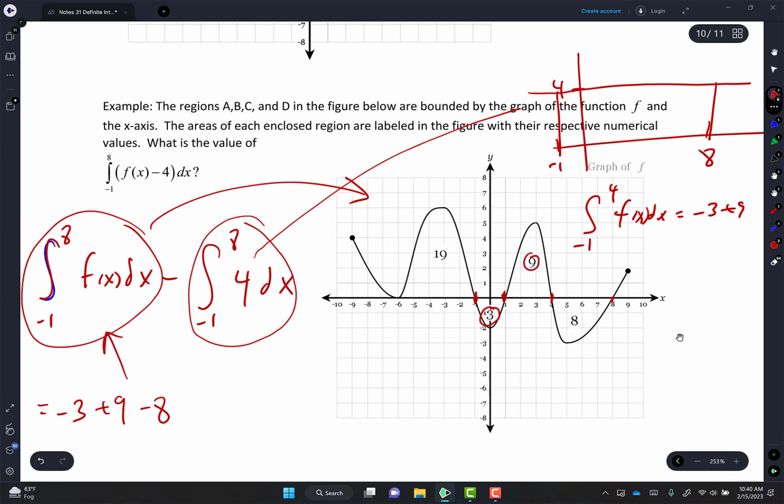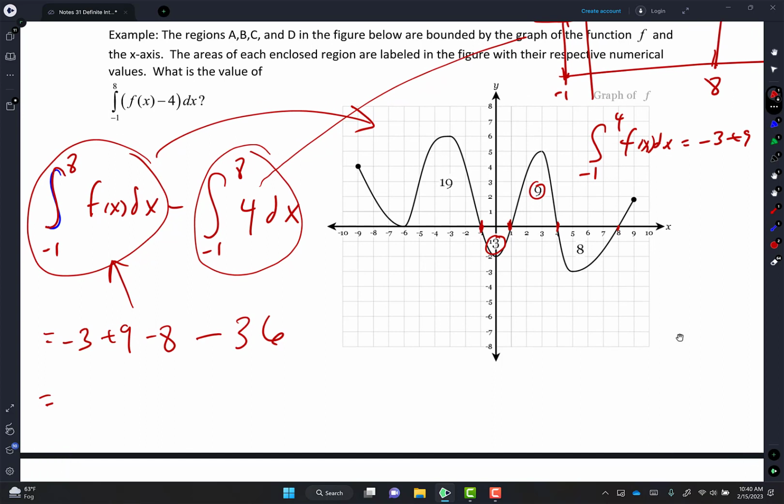Still okay, Gonzalez? Yes. Okay, minus, okay, here we go. What is this? From negative 1 to 8, that is 9. And 9 times 4 is 36. Let's see what all that is.